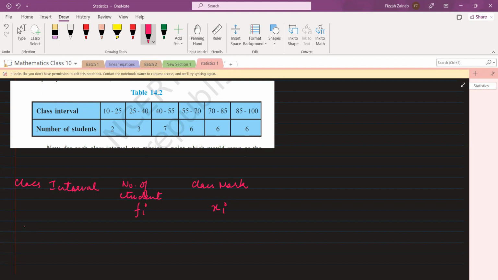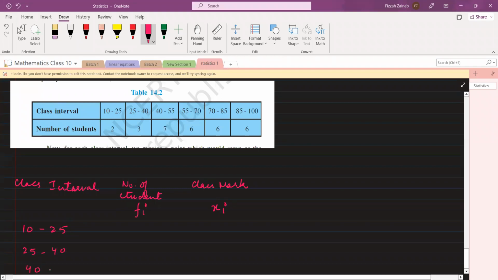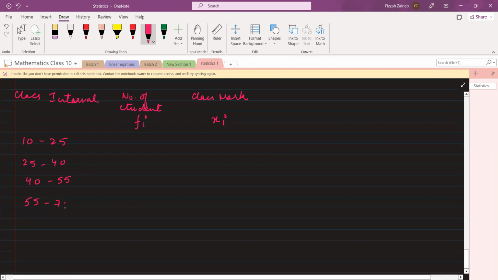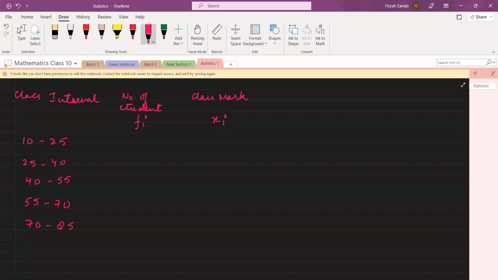The first class interval is 10 to 25 and then 25 to 40. Then you have 40 to 55. Okay, 55 to 70. Then 70 to 85. And then 85 to 100. Now this was the frequency: 2, 3, 7, 6, 6, and so on. Now class mark. We have already found this in the previous example. The calculation part we have already done. I'm just writing. 17.5. This is 32.5. 47.5. Then you got 62.5. Then 77.5. And then we got 92.5.